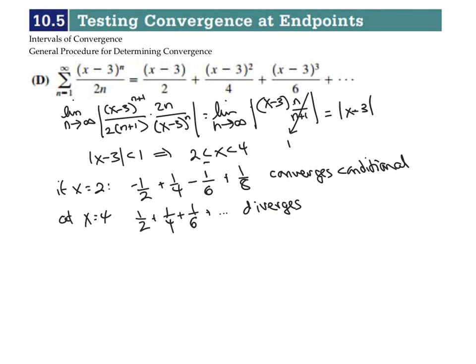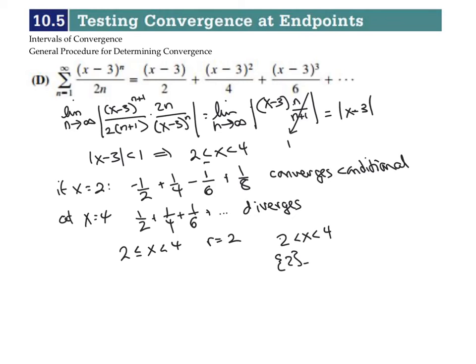So the answers to the questions: what's the interval of convergence? What's the radius of convergence? What is the region on which it converges absolutely? And where does it converge conditionally? And that's the end of this exploration.